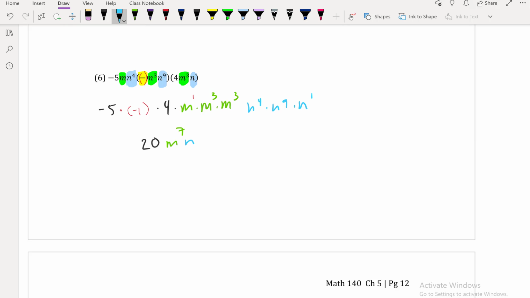And now, when I think about my n's, it would be 4 plus 9 plus 1, since I'm adding all these exponents together. So 9 plus 1 is 10, plus 4 is going to give me a 14. So I have 20, m to the 7, n to the 14.